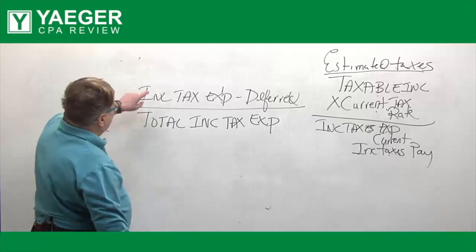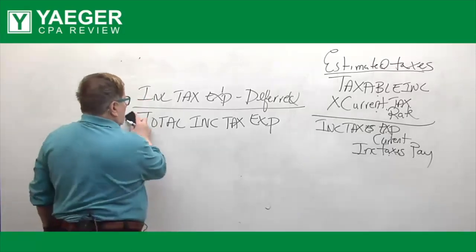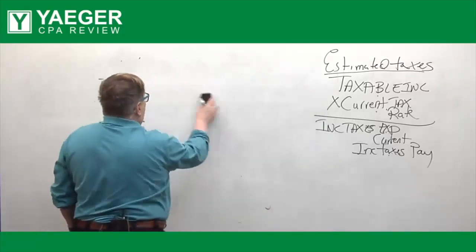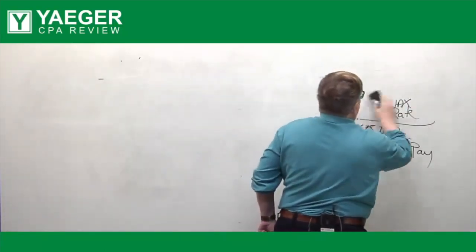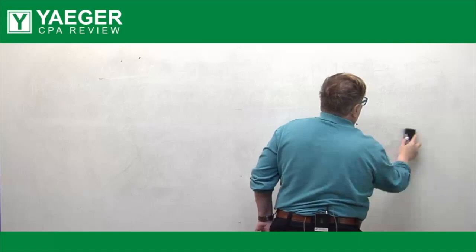deferred. And this has to do with timing differences. Now, there's an asset and liability approach when it comes to accounting for income taxes when we're dealing with timing differences. And timing differences is just a fancy word, which means what? We may take one expense on the books, like, for example, depreciation. We'll take accelerated depreciation on the tax return, straight line on the books.